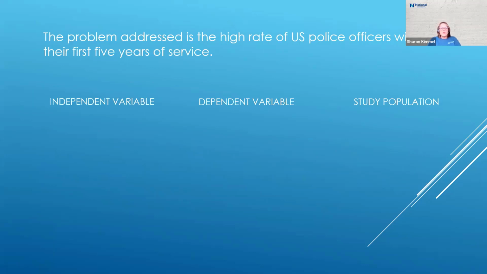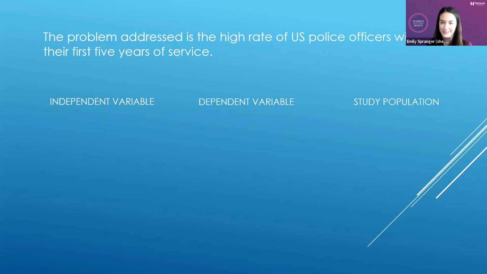We identified that the problem addressed is the high rate of US police officers leaving within their first year of service. So Emily, can we ask what the independent variable might be? Is that the first poll? Okay. Go ahead and look. Yes, what is the independent variable?